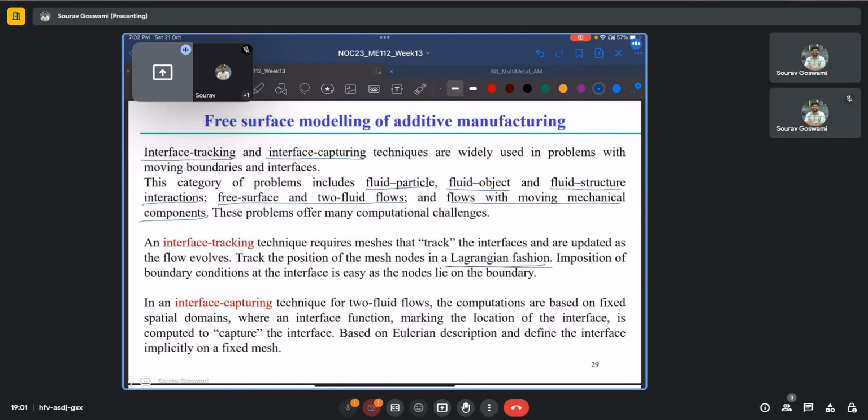So in the interface tracking techniques, the Lagrangian approach is more valid. And in this case, the imposition of boundary conditions at the interface is very easy, as the nodes lie on the boundary itself. Every time the interface changes, the mesh is updated or remeshing is performed, and every time the nodes will lie on the boundary itself. So we can apply the boundary conditions directly at the nodes without any need for further considerations. However, what this would mean is that because of the need to remesh or to update the meshes, there will be significant time between the steps, as well as severe computational cost.